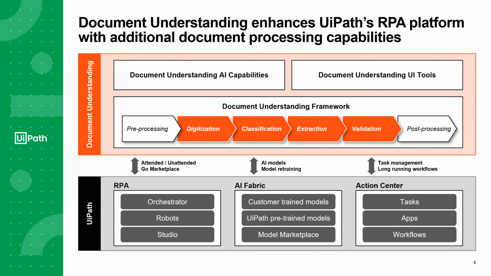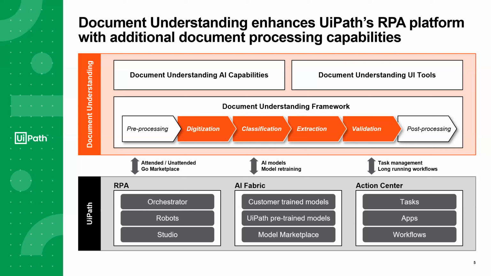So this diagram illustrates the structure of the document understanding product set and how it fits into the rest of the UiPath platform. At the bottom, you'll have all the capabilities that UiPath can provide for you. So you would be very familiar with the Orchestrator's Robot Studio. You would have heard of AI Fabric, which was launched late last year, as well as Action Center, which is really our task management and long-running workflows capabilities.